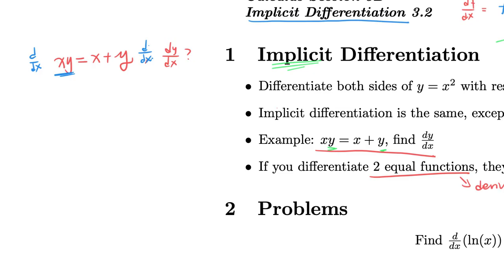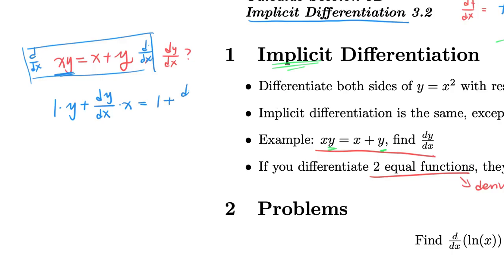On this left-hand side, we can use the product rule directly. This is equal to the derivative of x times y plus the derivative of y with respect to x times x itself. And on the other hand, we have d over dx of x, which is 1, plus dy over dx.